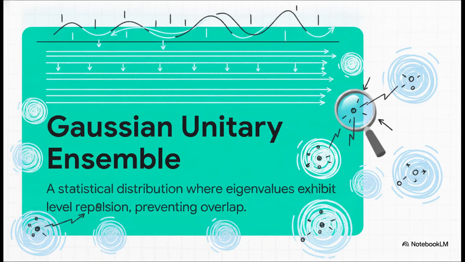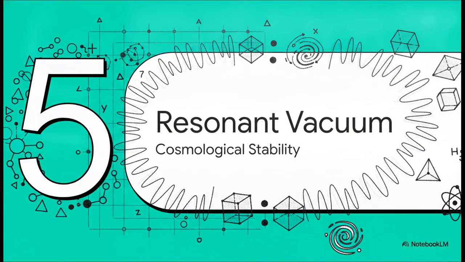Think of GUE as a cosmic thermostat for quantum chaotic systems. Because of a mathematical property known as level repulsion, the eigenvalues actively push away from one another. This naturally prevents any overlapping energy states, which forces the spectrum to remain stable and uniformly spaced. It's not an accident, it is a strict topological requirement. Which brings us to our final step, number 5.